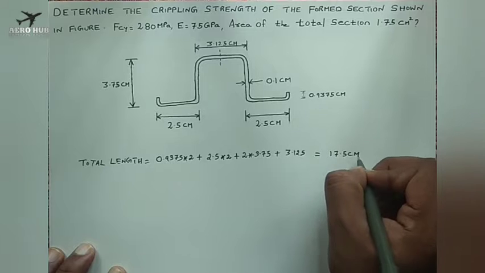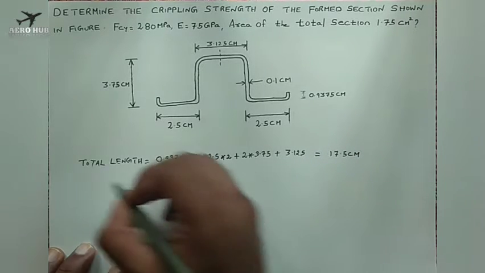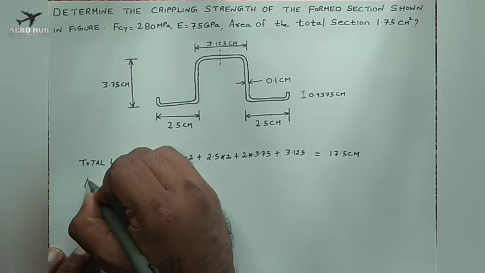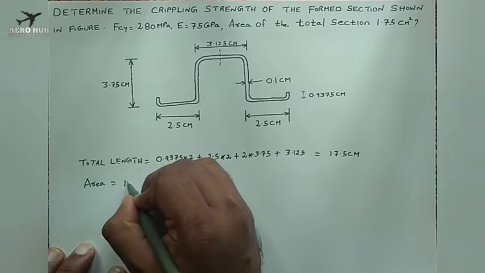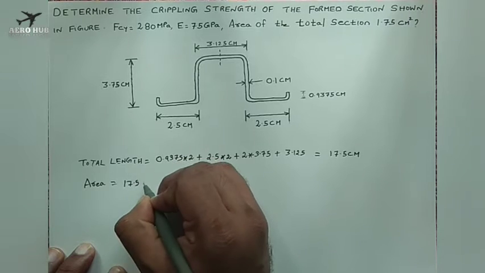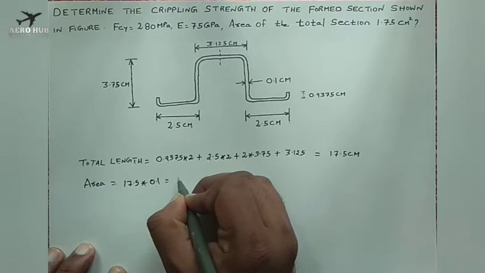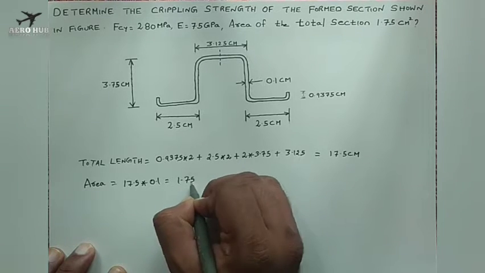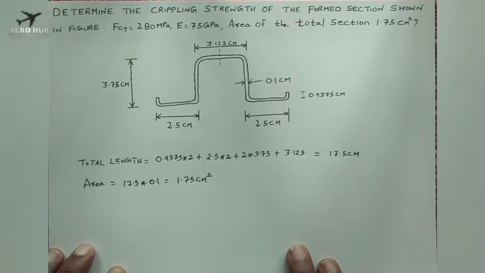So I'll be getting an answer of 17.5 centimeter. The area is equal to the total length, 17.5, into the thickness, 0.1, so the total area is 1.75 centimeter square. This is how you find the total area of the section.